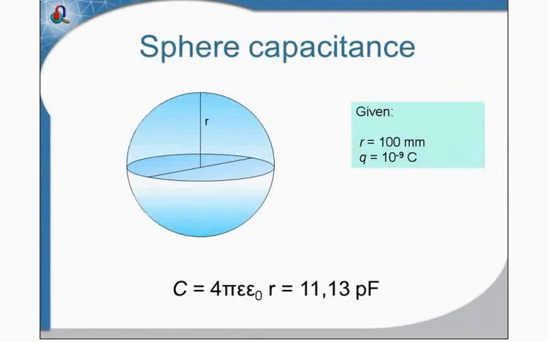As a first example, let's calculate the capacitance of the sphere. We have an insulated sphere of conducting material. The sphere radius is 100 millimeters. The electric charge is applied to the sphere. You can see here is the analytical equation to calculate the capacitance of the sphere. Let's simulate this case in QuickField.